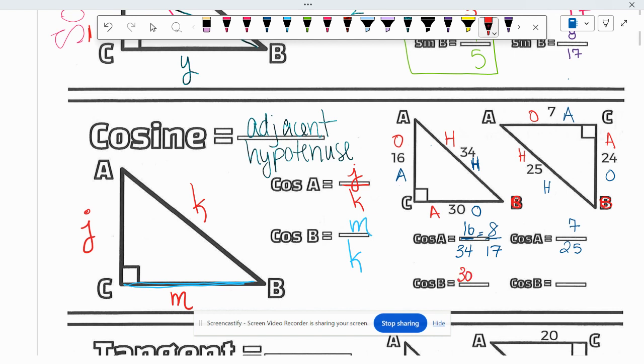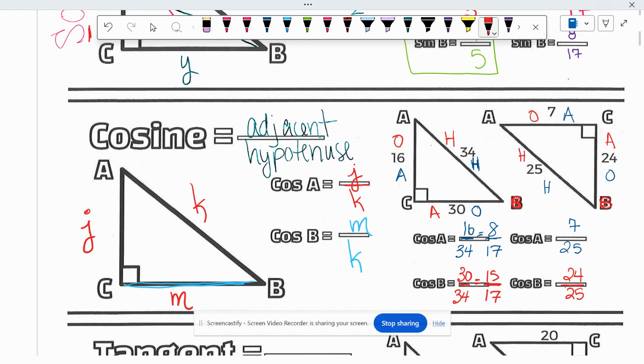Can I reduce that? Well, they're both even. They're both divisible by 2. 30 divided by 2 is? And 34 divided by 2 is? Perfect. 15 over 17. The second triangle, the cosine of B, adjacent over hypotenuse. What's that going to look like, Colt? Thank you. 24 over 25. It's okay. It's all right.